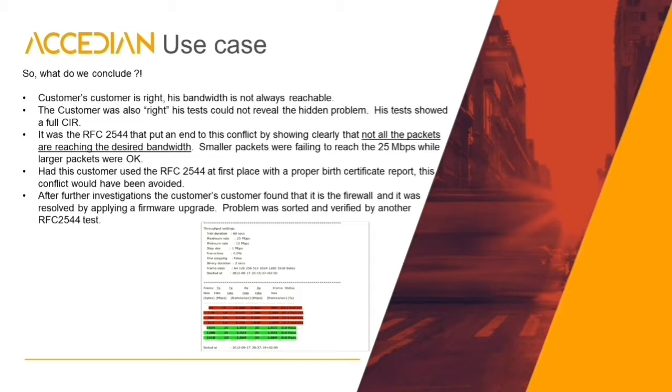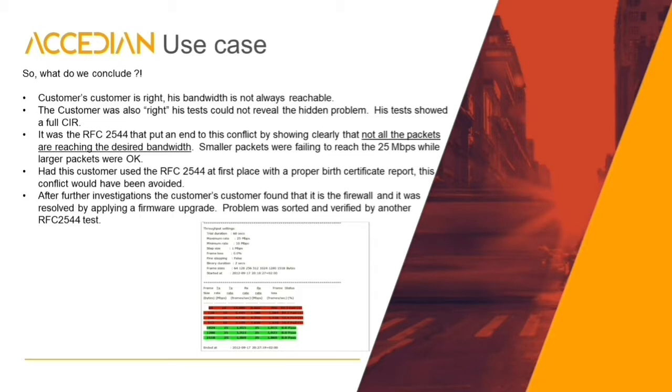This explains, in fact, why both the customer and the customer's customer were finger pointing. The customer was right, his bandwidth was not reachable, so the pain was there. And our customer, before using Accedian, thought he was also right because his test could not reveal the hidden problem. He was doing the usual test, choosing a packet size which is probably the conventional 1500 or 1400, and everything was okay. It was only the RFC 2544 that put an end to this conflict by showing clearly that not all packets are reaching the desired bandwidth. This is very important. Smaller packets were failing to reach 25 megs, while the larger packets were okay.